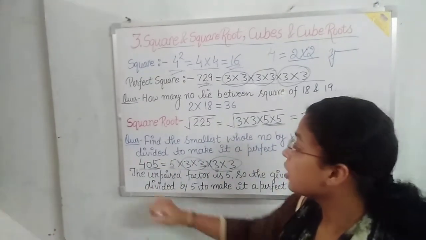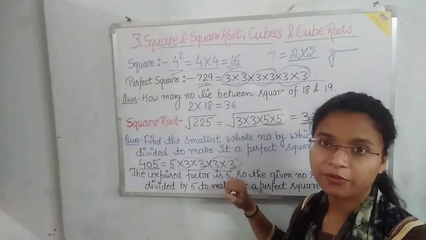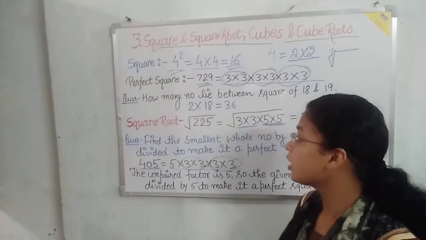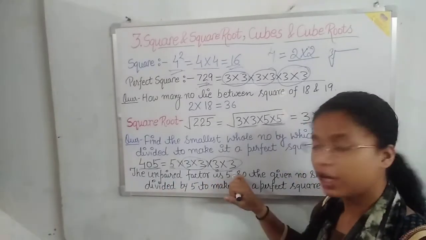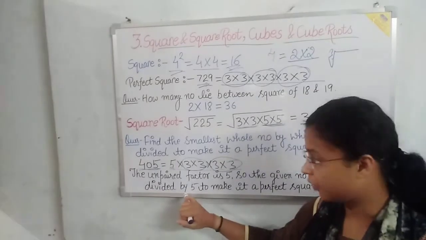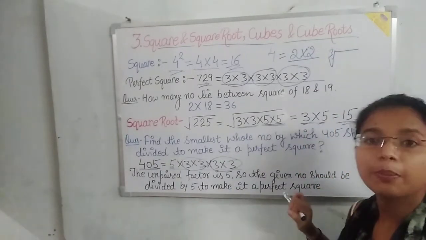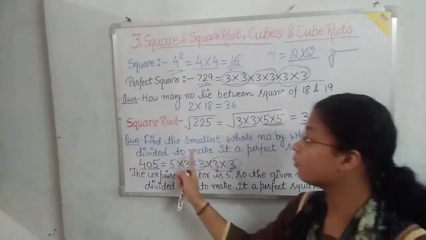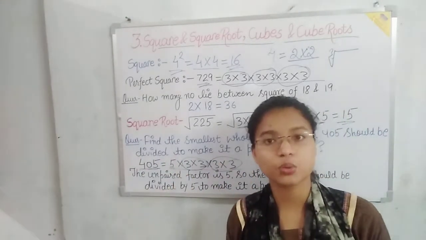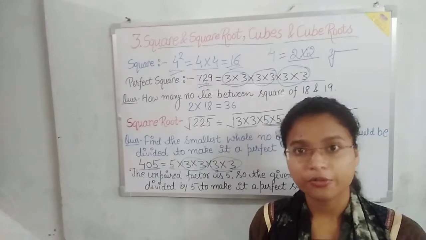That means the unpaired factor is 5. Here you can see that 5 is not having any pair. So the given number should be divided by 5 to make it a perfect square. If you remove this 5 from this factorization, this will become a perfect square. So your answer will be 5.